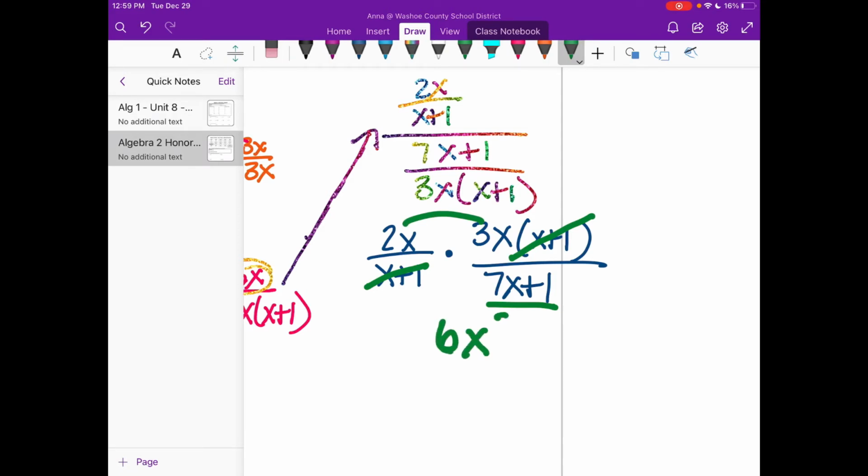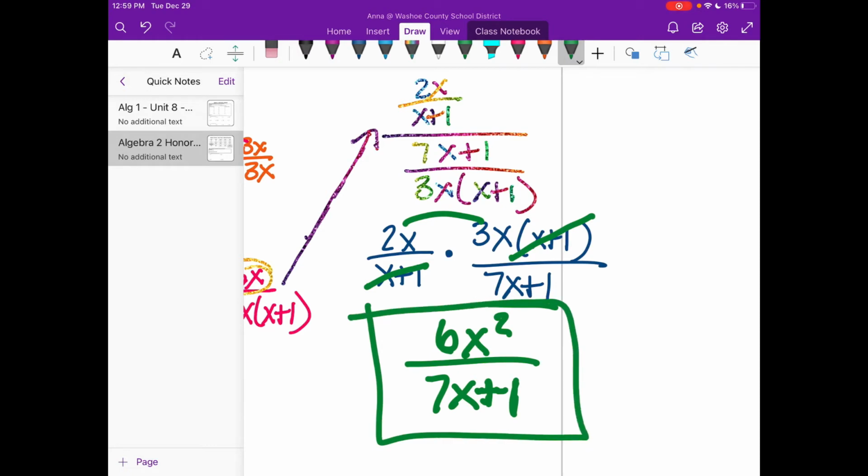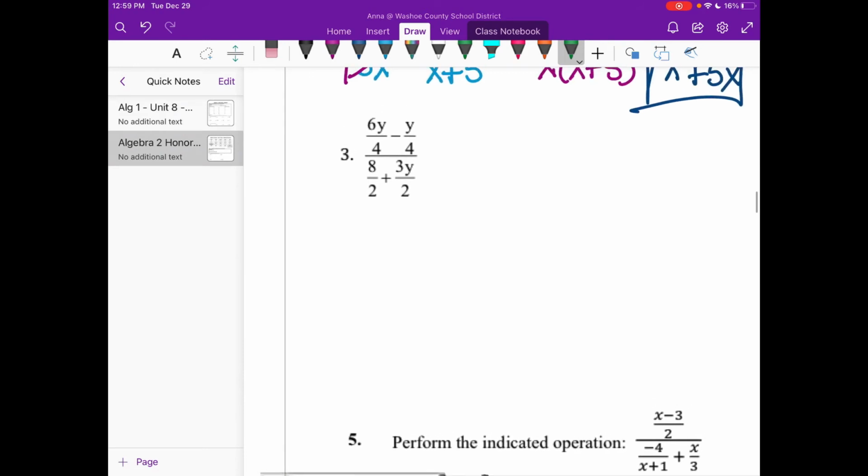Okay. All right, multiply these. So 2x and 3x, 6x squared over, and then there's nothing with the 7x plus 1, so you leave it alone. Okay, and that's going to be your answer on number 2. Hopefully not awful yet, but I know it's kind of early, so we'll see.